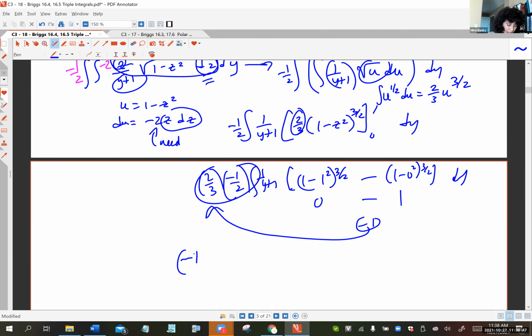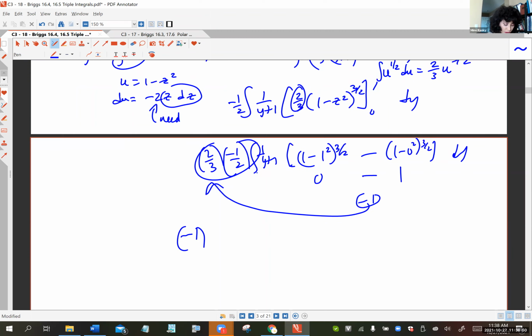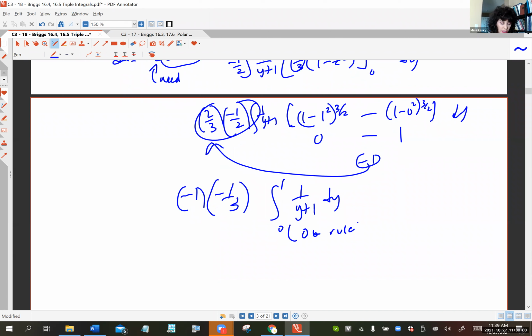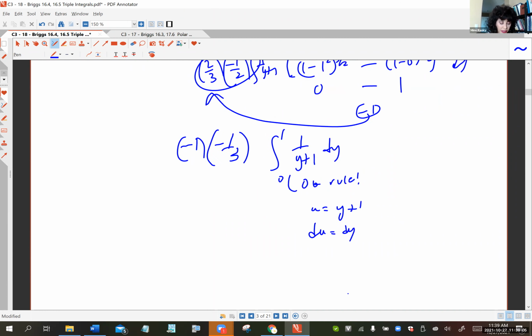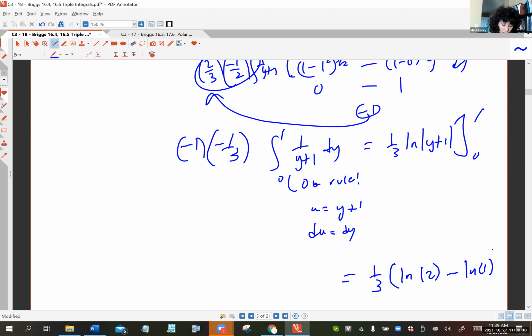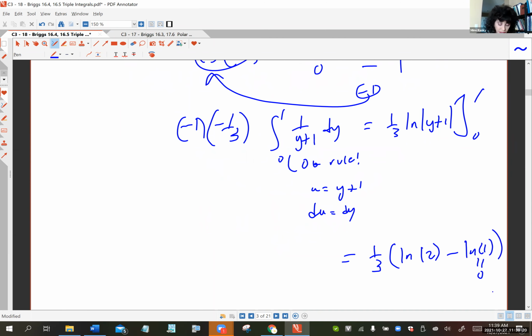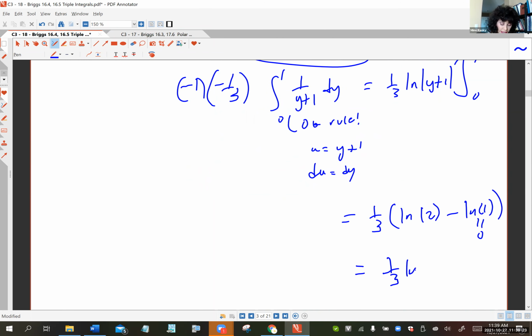And right now, what do we have? We have -1, and then these guys, after reducing, we have a -1/3. And now what's the only thing left? We have the last integral, and that looks like the log rule. So you're going to use u-sub, u is y plus 1, du is just dy, so we don't have to put anything in there. And so we're just going to get ln of the absolute value of y plus 1, and you'll evaluate at the limits. So I get ln 2 minus ln of 1, but ln of 1 is 0. That's convenient. Final answer, 1/3 ln of 2.